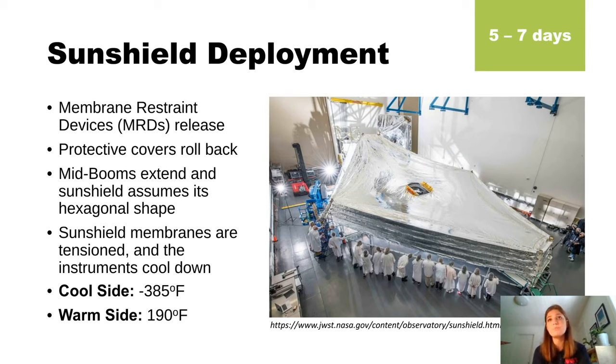Next, the protective covers roll back, and then the mid-booms extend. Those are horizontal structures that go under the Sunshield in the center that help it assume its hexagonal shape. Finally, the Sunshield membranes are tensioned and the instruments begin to cool down. The tensioning has to be really precise because this is a really detailed thermal system. There's a difference of 600 degrees between the cool side and the warm side of the telescope. And this is just really incredible. The venting between each of the layers is responsible for that. All of these deployments are so incredibly precise. The Sunshield's a really amazing subsystem, and it's really incredible to see the engineering work that's gone into it.